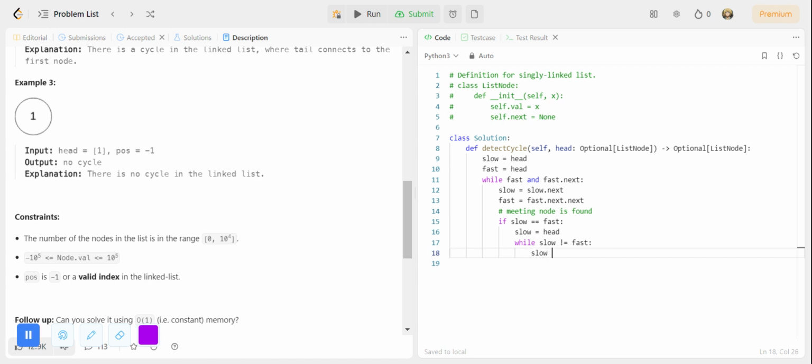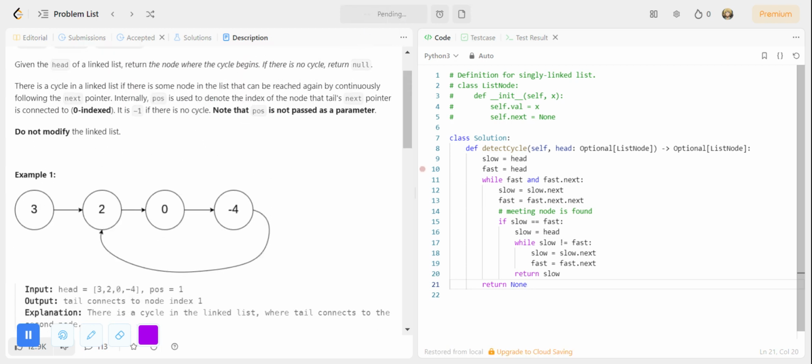So slow is slow dot next, and fast is fast dot next, moving one step at a time. Then once we have done this, we can return either of the pointers, let's say return the slow, right? Then if there is no cycle, we can just return None right here. So let's see if it works for the test cases.